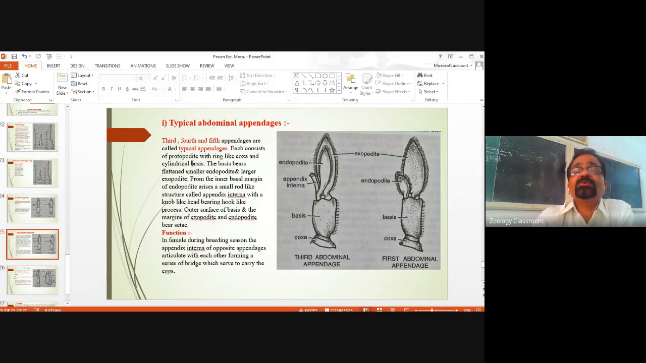Each consists of protopodite with ring-like coxa, and cylindrical basis. The basis bears flattened, smaller endopodite and larger exopodite. ही structure आहे त्याची.